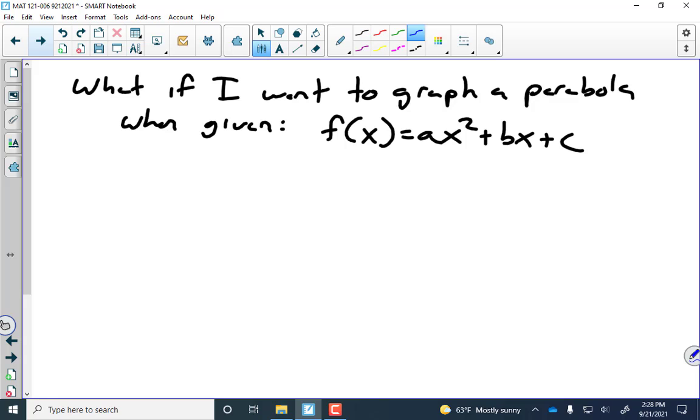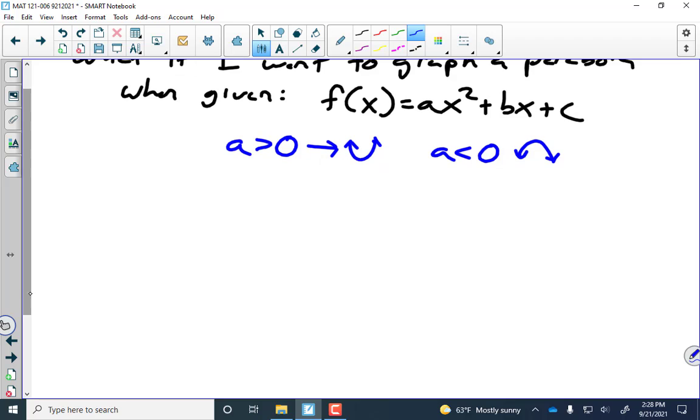Well, let's talk about what we already know. Do we know how to figure out if our parabola opens up or down? It's actually pretty quick. A greater than 0, you open up. A less than 0, you open down. Pretty quick.